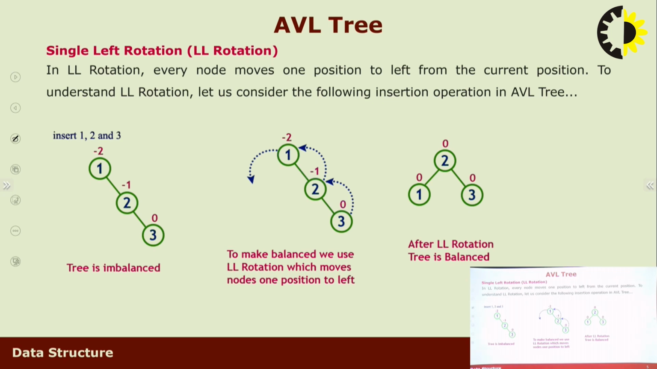Now for example, we have to insert these 3 values. First of all, we have to insert 1, then we have to insert 2 and then 3. When we are inserting 1, then tree is balanced because its balancing factor is 0. Then after that, we have to insert 2.